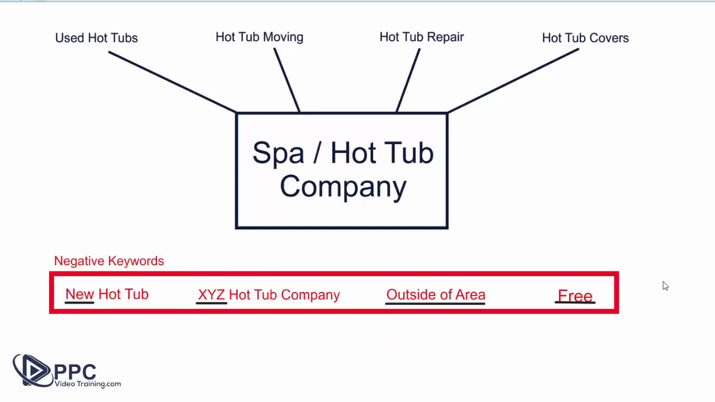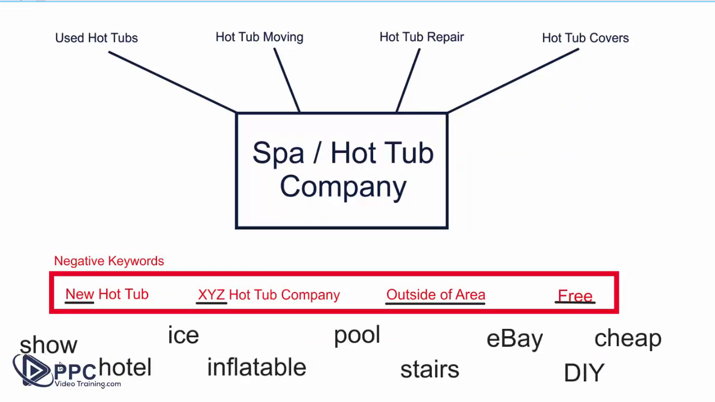Some other examples might be show. If somebody's looking for a hot tub show, as in like a trade show. Hotel. Somebody might be looking for a hotel or hotel room with a hot tub in it. Ice tubs. That is another thing. We don't want anybody looking for anything with ice. Inflatable. There are inflatable hot tubs out there. This company's not dealing with them, so that's another negative keyword. Pool. If somebody's looking for a hot tub and pool company, we want to make sure that their ads are not shown up.